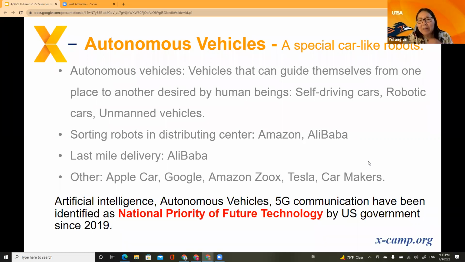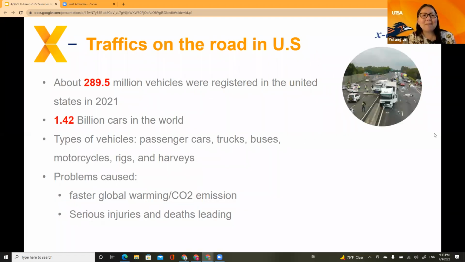Besides the traditional car makers, since the autonomous vehicle is such a good area right now, all the big tech companies, including Apple, Google, Amazon, they all introduce their own car technology. And the reason that so many high-tech companies are interested in autonomous vehicles is because in 2019, artificial intelligence, autonomous vehicles, and 5G communication were identified as national priorities for future technology by the US government. And then you can see there is a booming growth of these areas. Next.